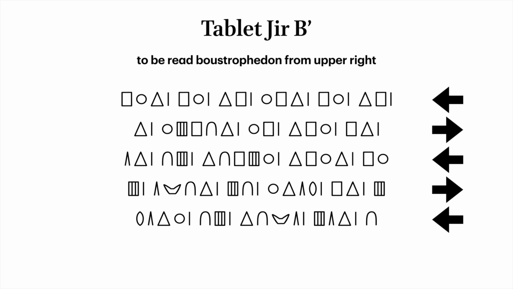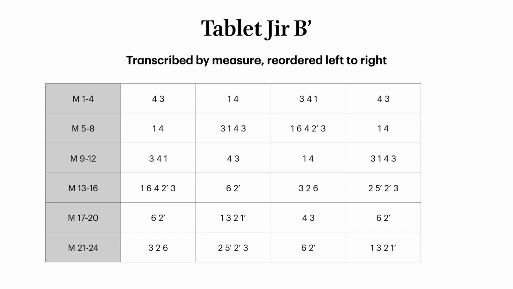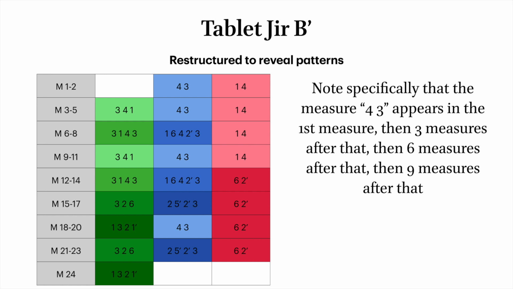Here is a very boring chart of tablet B transcribed to numerals by measure. By measure, I mean between two dividing lines. But I can make this a lot more interesting. Bam! Wow, interesting. As you can see, there are highly structured repetitive patterns in this text, and there is an interesting curiosity. The measure 4-3 appears as the first measure, then 3 measures after that, then 6 measures after that, then 9 measures after that. That is very intentional. Okay, so tablet C is my favorite, so pay attention.